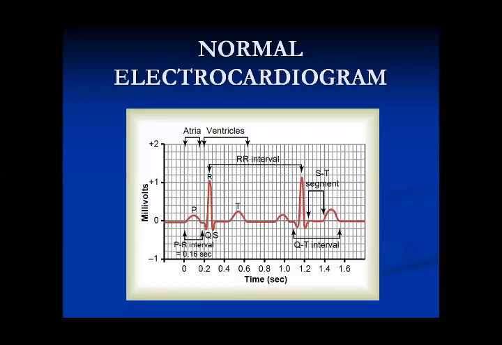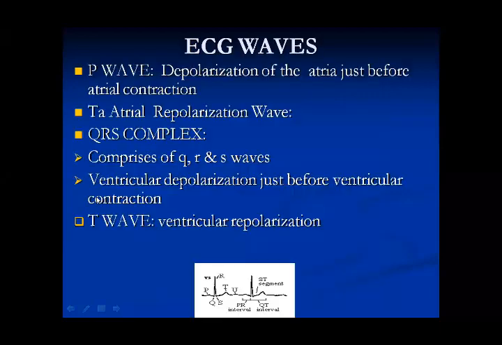Okay, so once again, this is the P wave, this is the Q wave, this is the R wave, this is the S wave, and this one is the T wave. Now, what do they represent? What do these waves represent? P wave. The P wave is a depolarization wave.